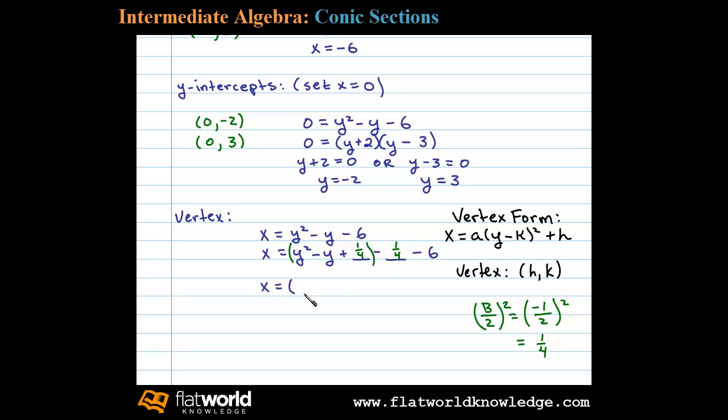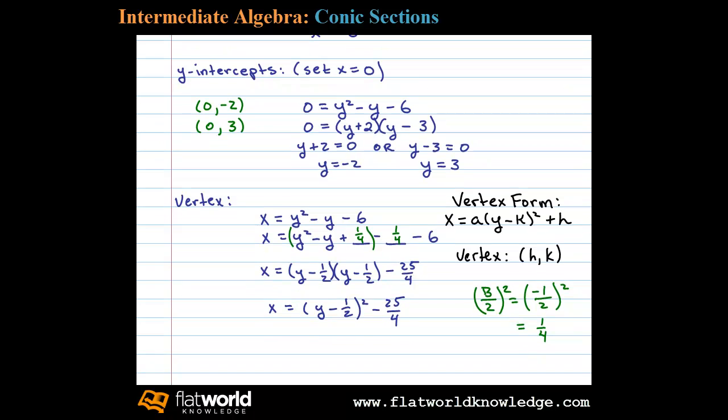And in this case we get, well, we should always get a perfect square. So we have y times y. 1/4 factors as 1/2 times 1/2 and adds up to negative 1y here if they're both negative. Now negative 1/4 minus 6 adds up to negative 25/4. And so we have x equals y minus 1/2 squared minus 25/4. And we have vertex form.